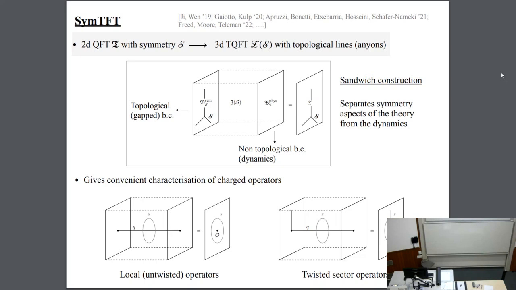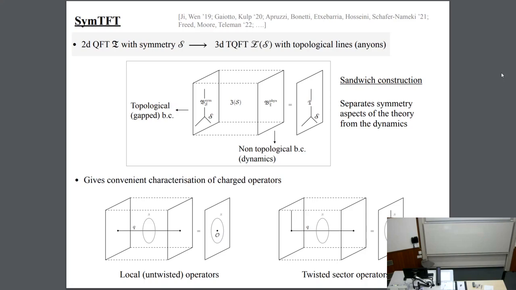And the idea of the SymTFT is that then my two-dimensional theory with the symmetry can be recovered as the interval compactification of this three-dimensional TQFT. So this is what is known as the sandwich construction. And it's very useful often in practical computation because it allows us to separate all the symmetry aspects of the theory and isolate them from the dynamics. And in particular, it allows us to infer symmetry properties of the theory that do not depend on the specific theory that we are considering, but that just depend on the symmetry I'm interested in studying.